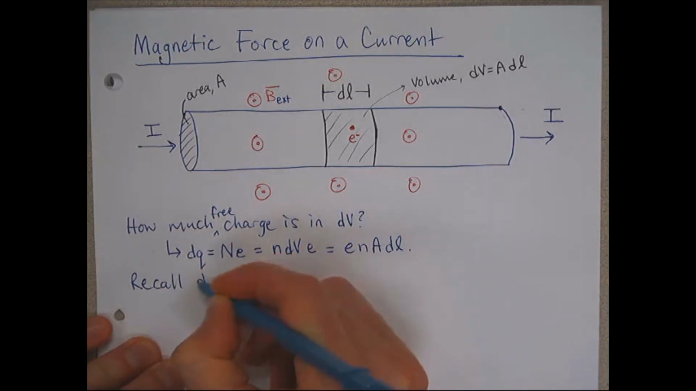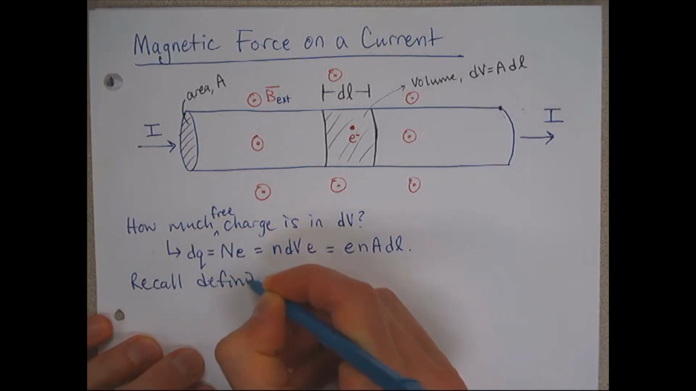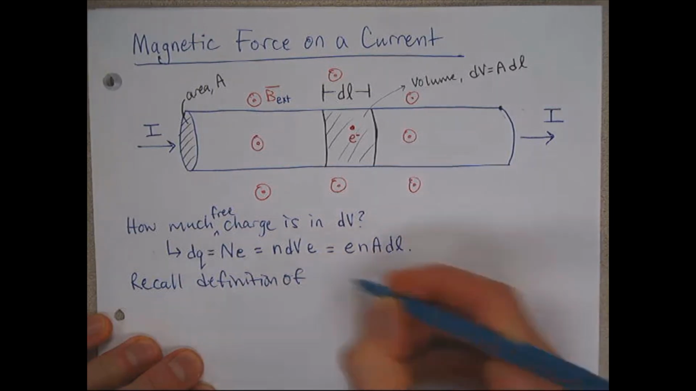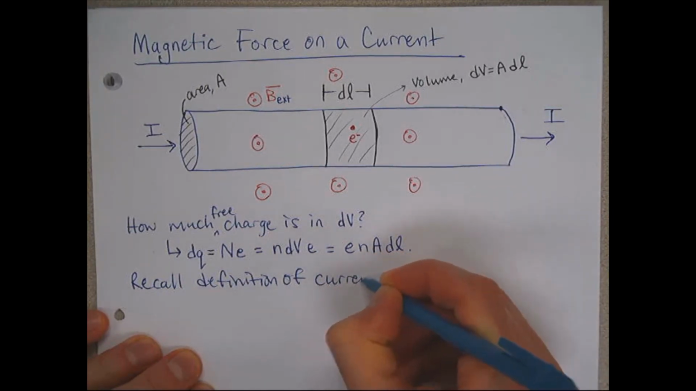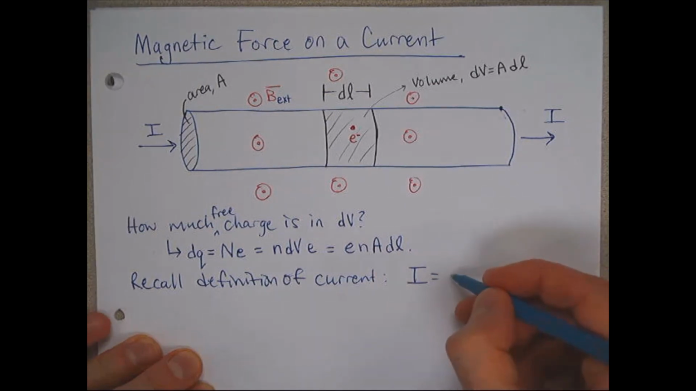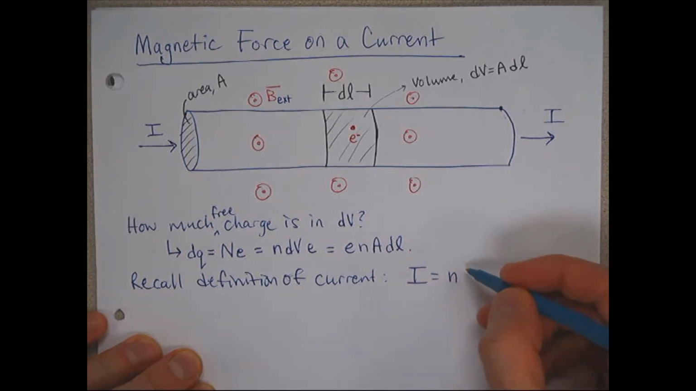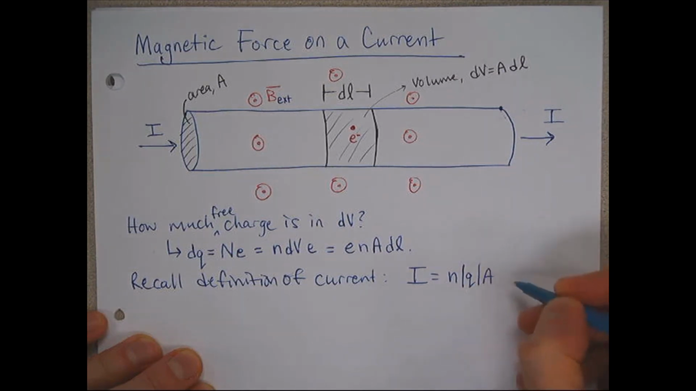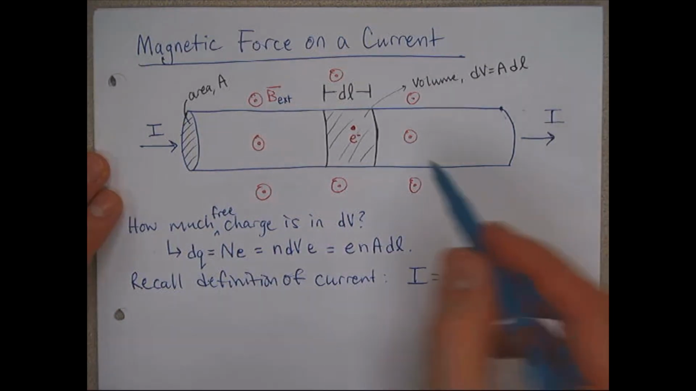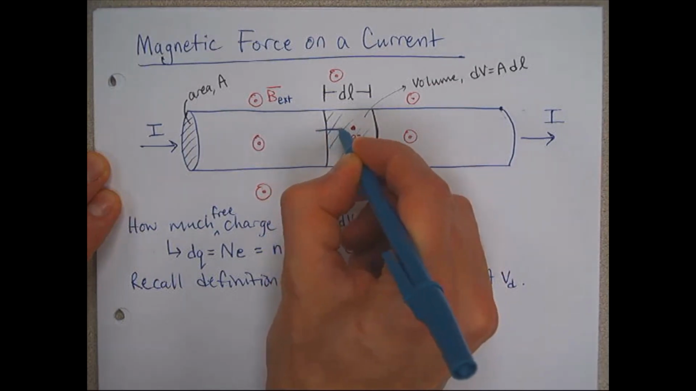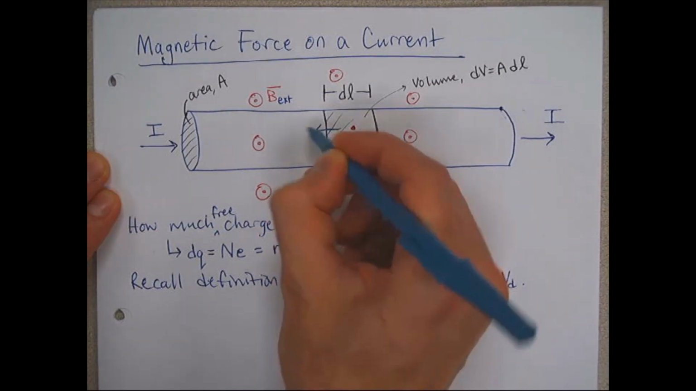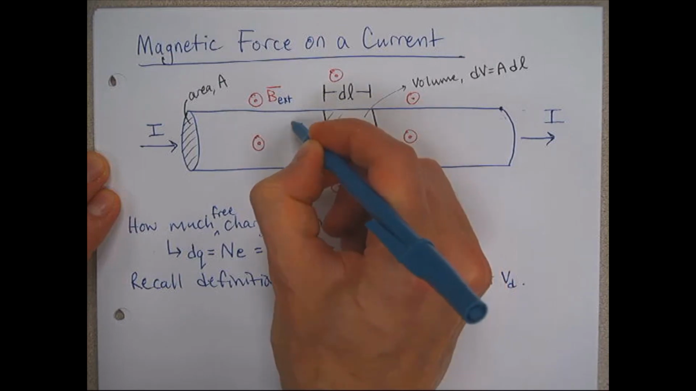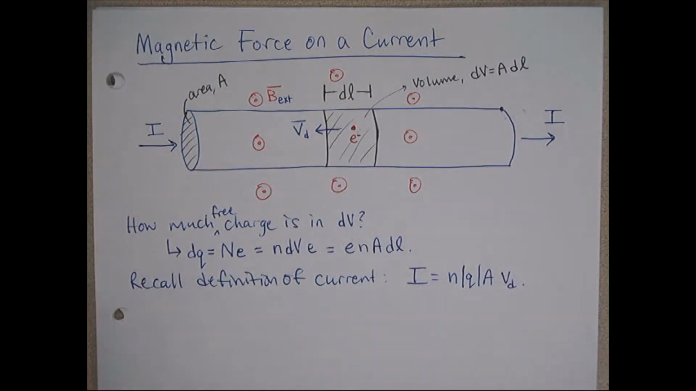And you'll recall our definition of current. That was n, magnitude of the free charge carrier, cross-sectional area times drift speed. Here, the drift velocity as a vector of the electrons is opposite the direction of the current flow.